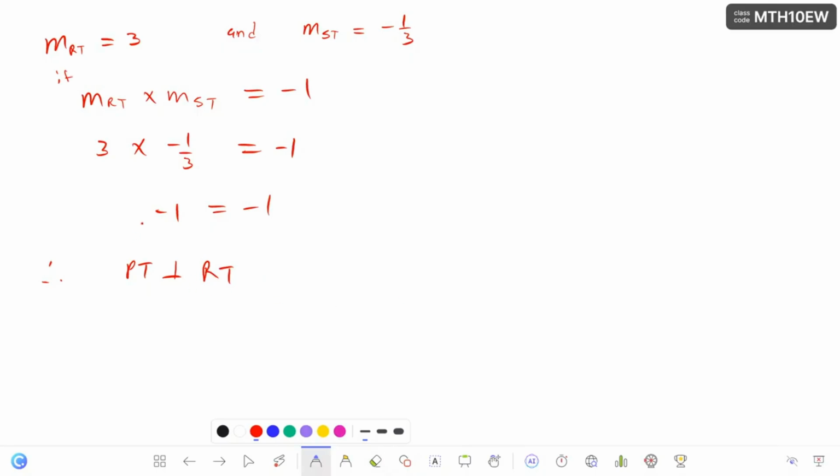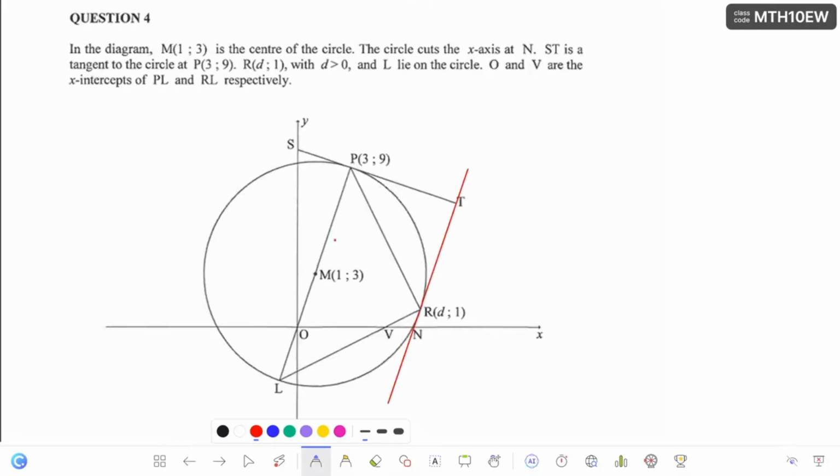So, there's something that you need to understand. I use the gradient of ST. Why? Because I know the gradient of ST is the same thing as the gradient of PT. They are equal because this point is on the same line. So that's why I use ST. You also need to include that when you're answering this.